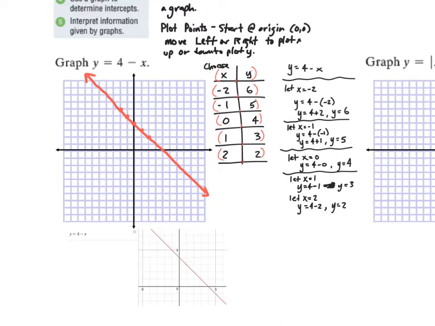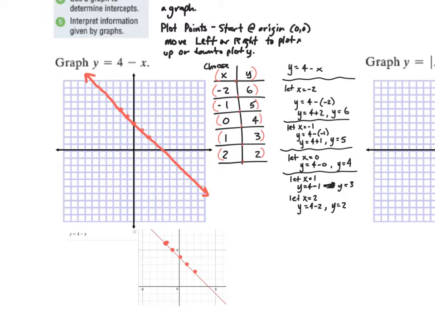Okay, so what I want you to see is that we get the same thing. And on here, it doesn't necessarily plot those points, but I'm going to do a couple. I've got the point negative 2, 6. I've got negative 1, 5, 0, 4, 1, 3, 2, 2. Okay, so all those same points are located here. All right. Now, I encourage you guys to use Desmos.